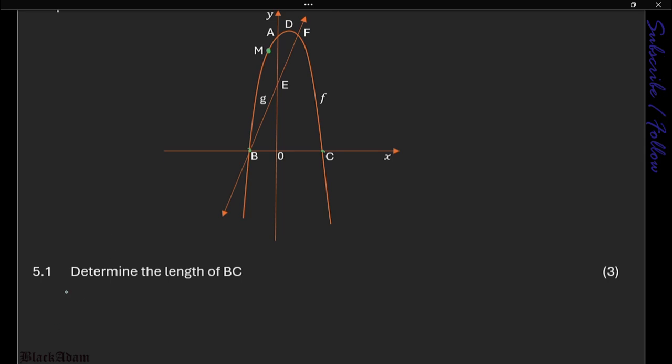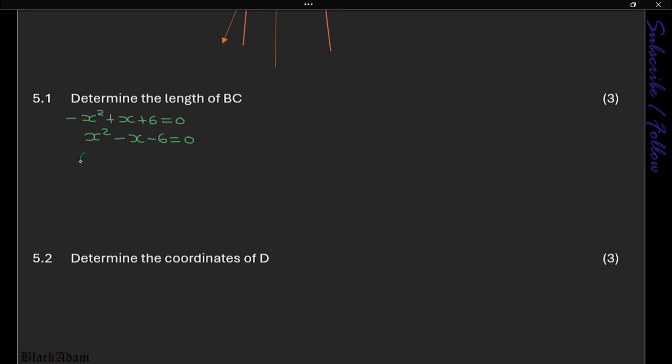From there we have to determine the equation. The equation is minus x squared plus x plus 6. Divide both sides by -1. That will give us x squared minus x minus 6 equals 0 at the x-axis. So we need to find the intercept. So we factorize: (x minus 3)(x plus 2).